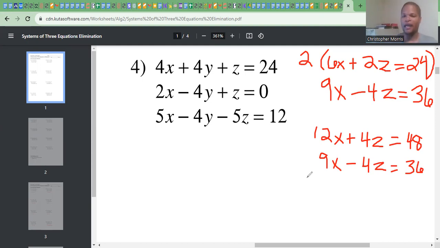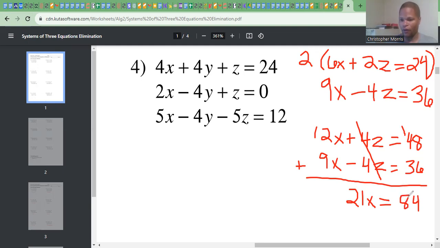But now we're in a state where we can do the elimination method with this 2 equation, 2 variable situation. If I add these up, the z's will eliminate. That's a good thing, because now I can solve for x. 12x plus 9x, I'm just doing this in my head fast, that should be 21x, I believe. Check me on that, but I think that's right. And then 48 plus 36, let's see, 8, 6, 14, carry the one. I think that's going to be 84, right?